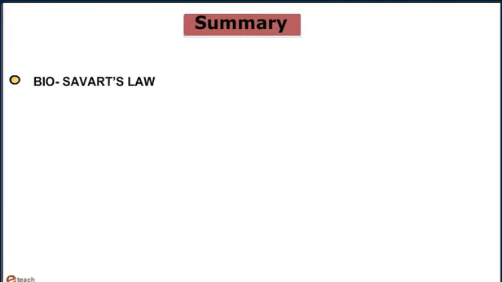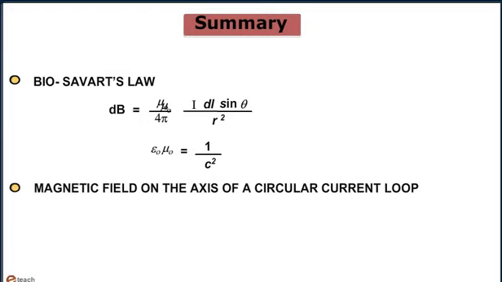Biot-Savart's law states that the modulus of dB equals mu naught upon 4 pi, I dl sin theta upon r square, and mu naught epsilon naught equals 1 by c square. The magnetic field on the axis of a circular current loop: dB equals mu naught upon 4 pi, I dl upon x square plus r square.